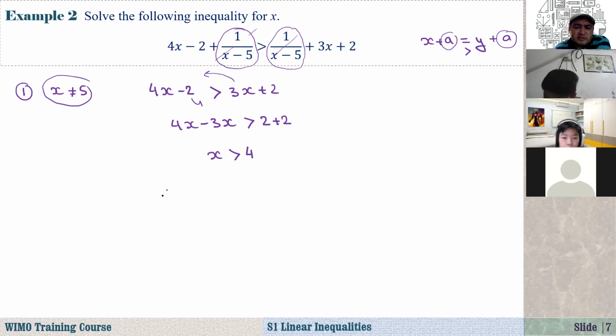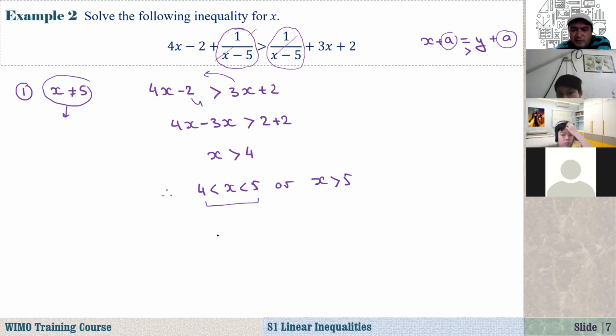But now, how can I write the solution? At the beginning, we said that x cannot be equal to 5, right? Because if x equals 5, this 1 over 0 is not defined. So also I have to consider this. Then the solution will be x is greater than 4 until 5. So here we have 4 is less than x less than 5, right? Or, because you should pick the solutions either from this interval, or x is greater than 5.